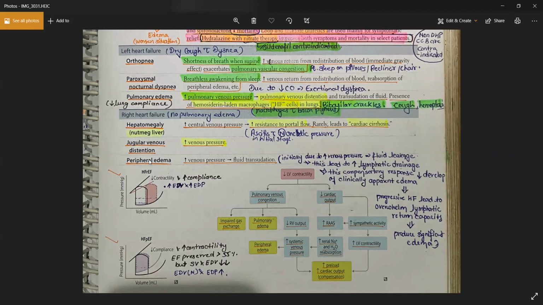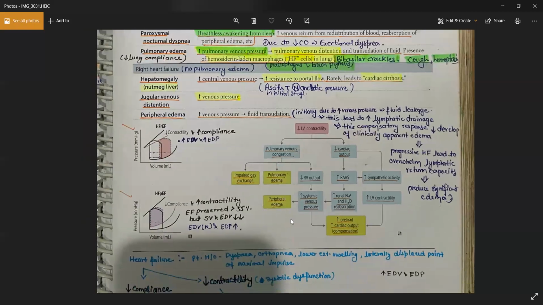So if Step 1 asks you, the patient is having a heart failure, but even after that, he's not developing any symptom of the heart failure. Why? Because of the lymphatic drainage. ANP, BNP, all of these things will come later in the picture. But before that, there would be the lymph thing.